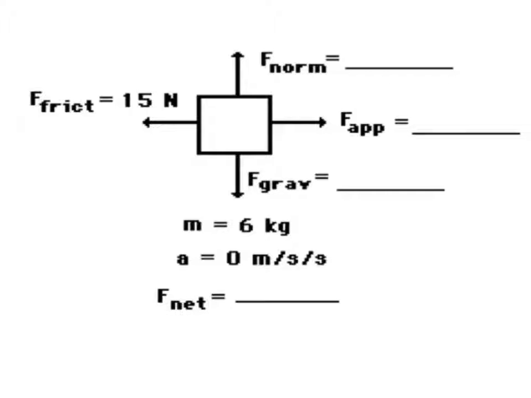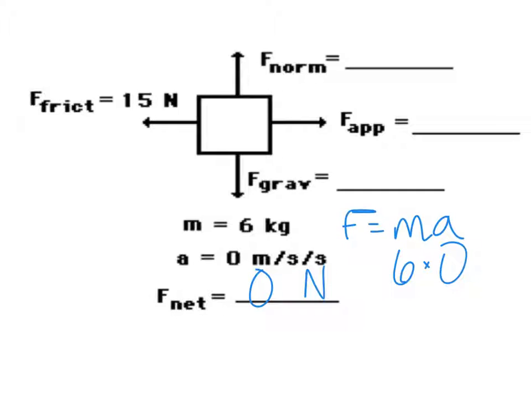Since I'm given both mass and acceleration, I'm going to go ahead and find my net force. So I'm going to use my F equals ma formula to do that, which is going to be 6 times 0. And anything times 0 is going to give me a force of 0. So my net force here is 0 newtons. So that means my object is at rest or moving with a constant velocity.